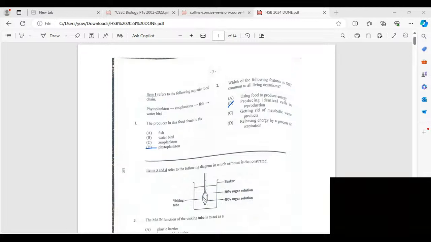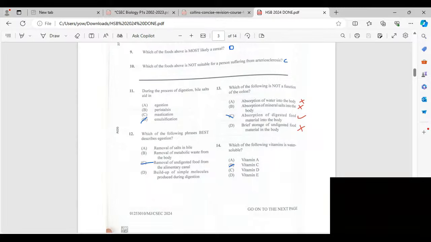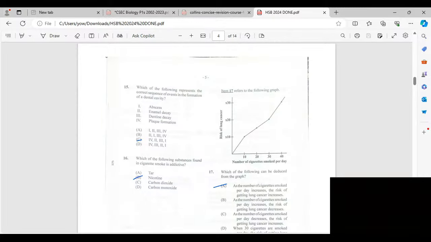15. Check over 15. What should I check over in 15? No, 15. Plaque is formed first. Then the enamel is the front part of your teeth, so that is second. Your dentine is inside, so that is third. And 1 is last. That's when your teeth rot. 15 is very clear.